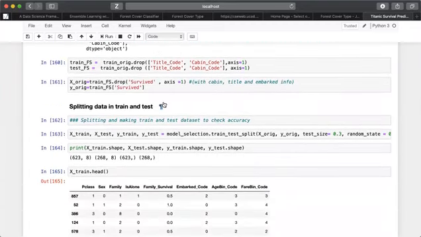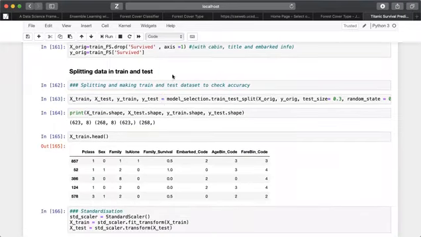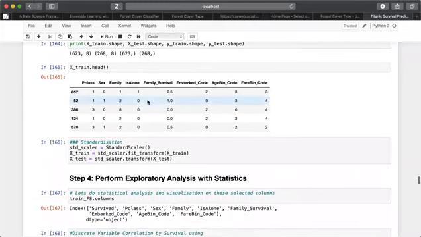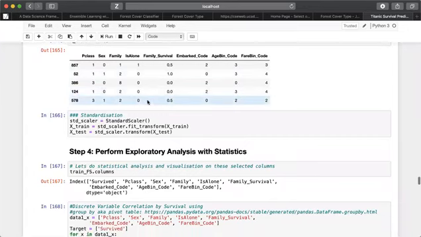Then I split the data into train and test. With a test size of 0.3, the shape is 623 rows and 8 columns for train, and 268 and 8 columns for the test. Thereafter, for the standard scaling, I have used the standard scaler, in which for the X-train I have done fit transform and for the X-test transform.